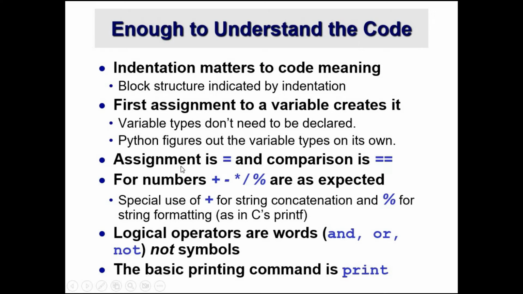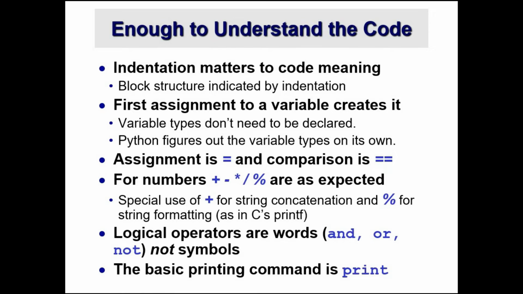Rule number 3: assignment is single equal to, and comparison is double equal to. When we are assigning a value to a variable, we use the equals operator. This symbol is called equals in mathematical terms, but in Python it is called the assignment operator. And the comparison operator is double equals, which we call equal to in Python. So this is the comparison operator, and this is the assignment operator. You have to keep in mind the difference between these two operators.